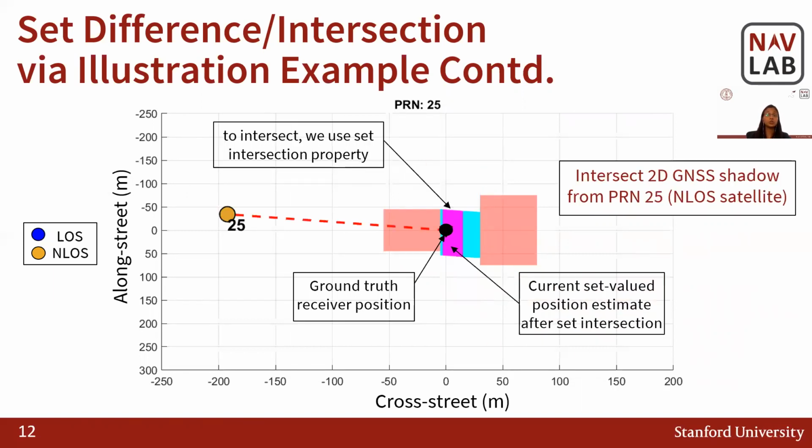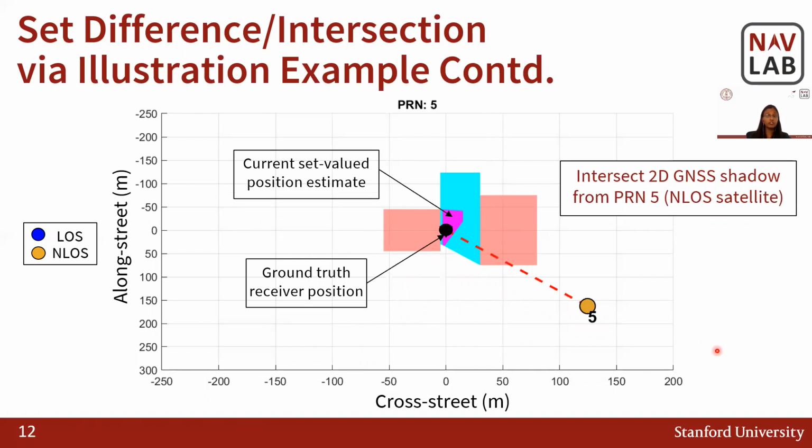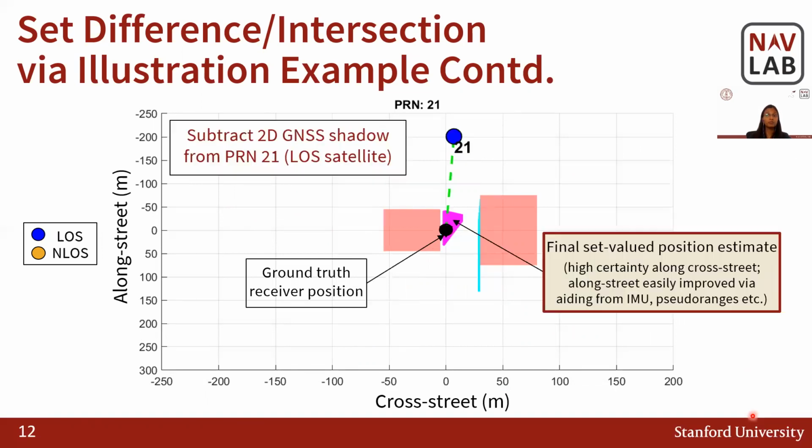Next, given that PRN25 is non-line of sight, we perform set intersection to identify the common region between the set valued position estimate and the 2D GNSS shadow. The resulting set valued position estimate is highlighted in magenta. This process continues further where we sequentially go across all satellites. Particularly, we perform set intersection for PRN13, set intersection for 5, then set intersection for 26, then set intersection for 20, and lastly set subtraction for 21.